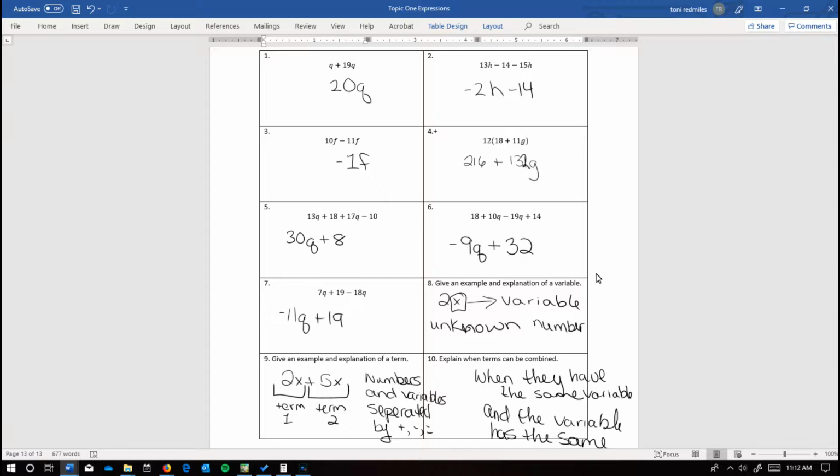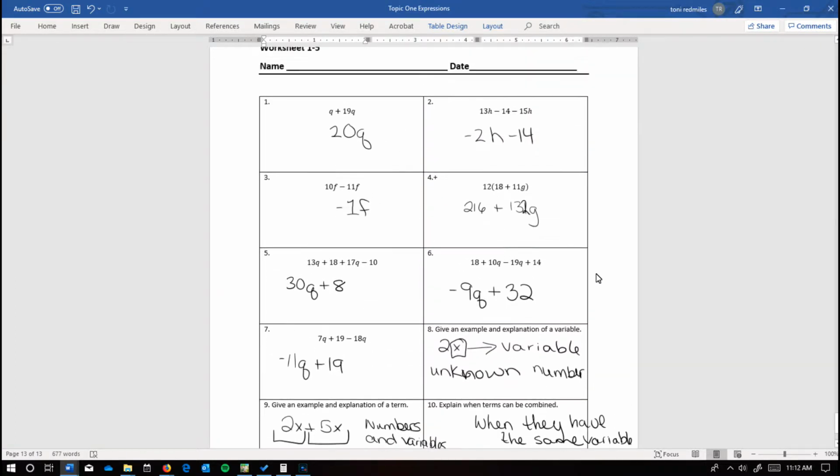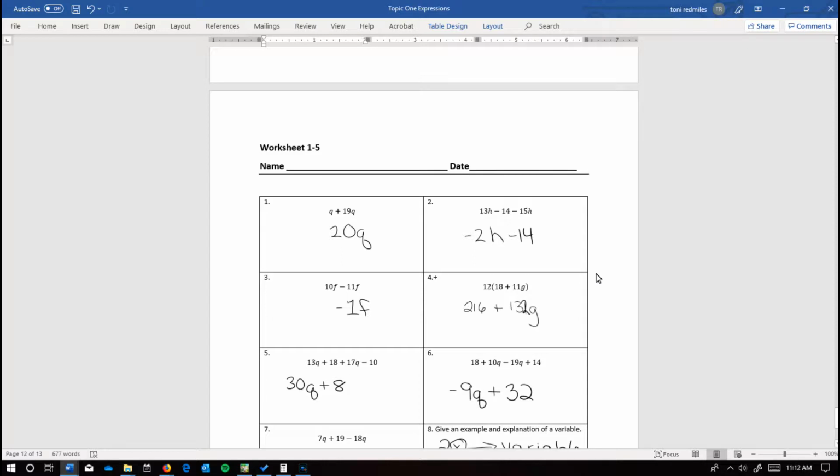Okay, so some of these are varied answer type questions. 8, 9, and 10 are varied answers, so we'll discuss them more when we get down to them. But before we do that, let's do some math. So there's an understood 1 in front of this q. Okay, I'm adding the coefficients together. They're like terms. I can take the variable. 1 plus 19 is 20, and then the q.